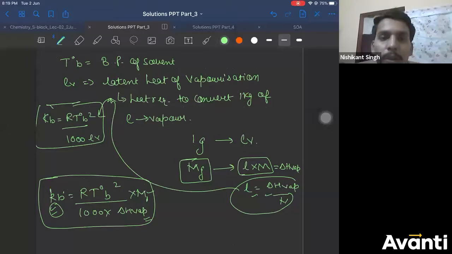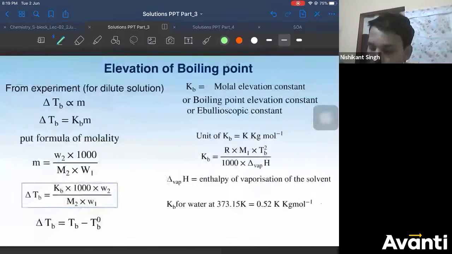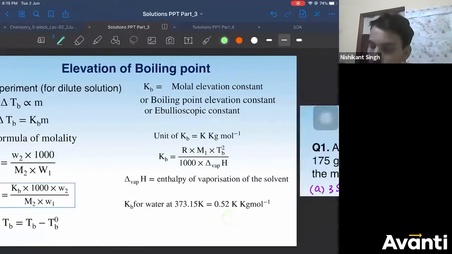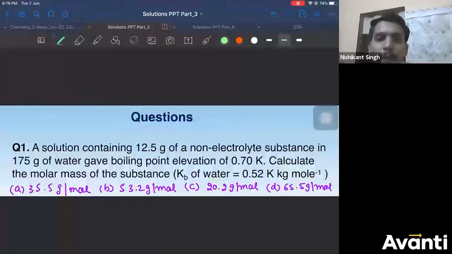All right. So I think it is clear for many of you. Now this is the same derivation done over here. For water, you can remember the value of KB is 0.52, right? Yes. So there is a question over here. You can attempt this question. Check out this question. Attempt this question.